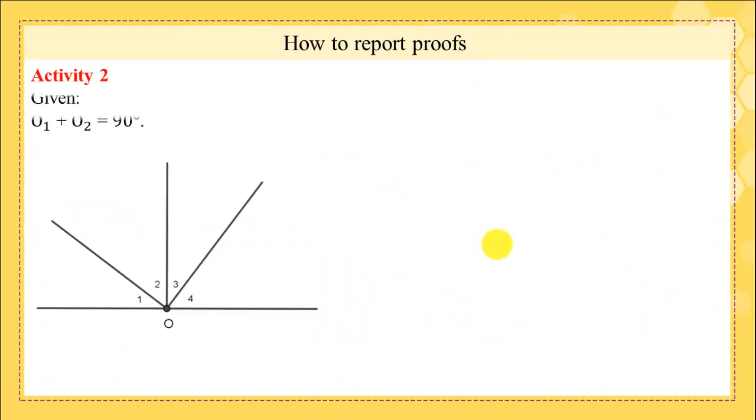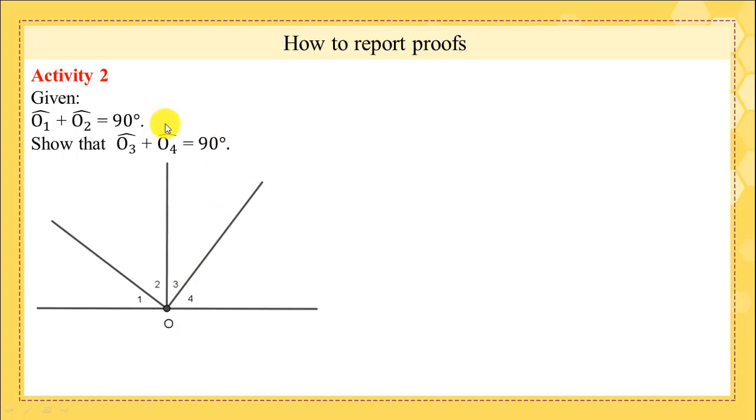Activity 2. Given angle 1 plus angle 2 equal 90 degrees, show that angle 3 plus angle 4 is equal to 90 degrees. So we have the figure below. We have the two angles 1 and 2, their sum is 90 degrees, and we have to show that the sum of the other two angles, which are angles 3 and 4, is equal to 90 degrees.